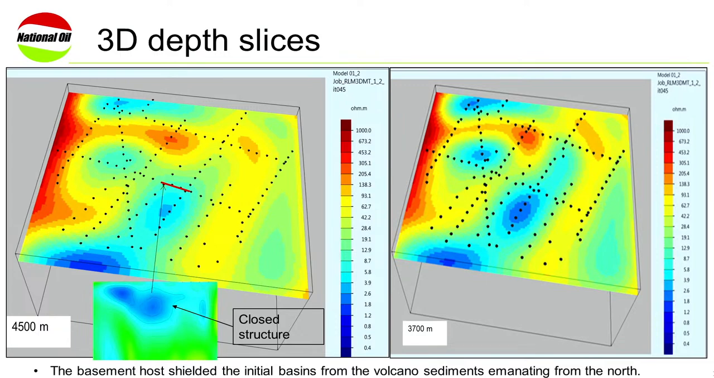3D depth slices are able to give us a lot of information. As I mentioned to you, it depends on up to which level you are running the model. So, like you see, how the sediments, the segment that we just picked from 4.5 kilometers, how it is coming, and even you can see that structure I mentioned to you that we were not able to see with the seismic, but it's now being seen.